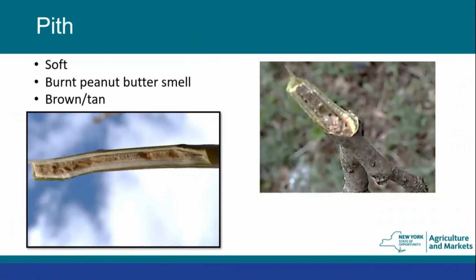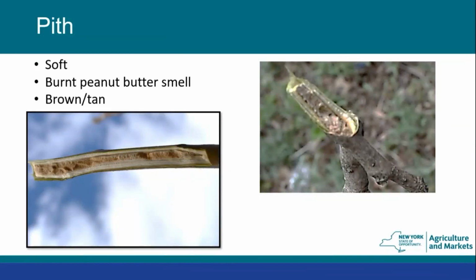So the pith, the center part of the stem, is another ID key point. If you break off a small twig, the center part is somewhat hollow, where the center is very soft, almost Styrofoam-like. That's the pith. Not all plants have soft pith, but the tree of heaven does have soft pith.